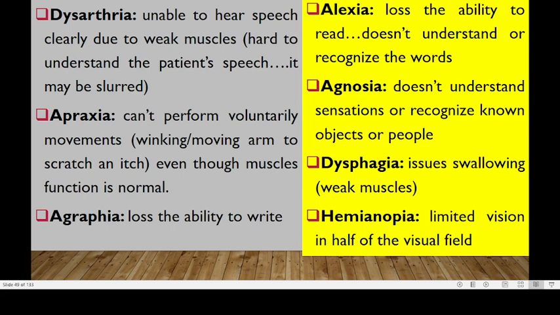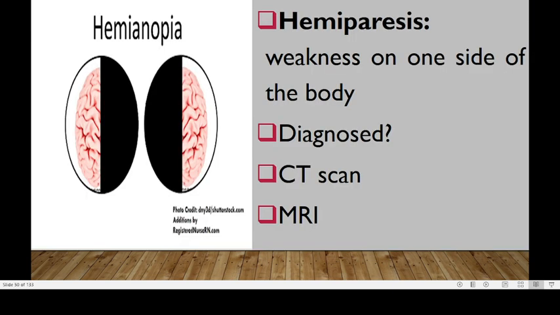Agraphia is loss of the ability to write for that case, okay? So this is a stroke case. Alexia, this is loss of ability to read. They don't understand or recognize the words. Agnosia, this is they don't understand sensation or recognize known objects or people, okay? Especially with right-sided brain damage. Dysphagia, we have issues swallowing because of weak muscles, or hemianopia, this is limited vision in half of the vision field, right, for that case.